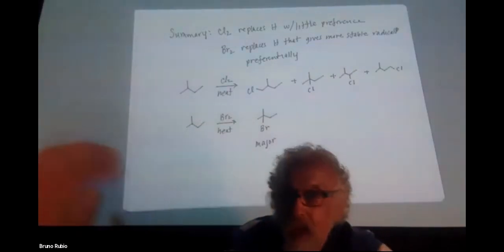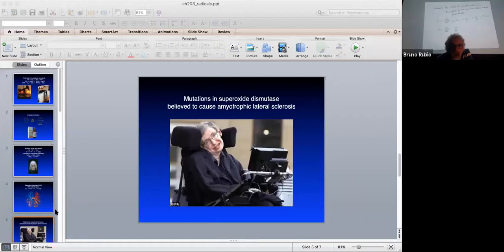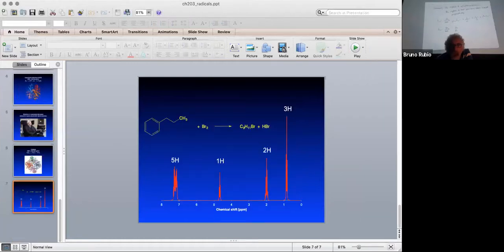Okay, so let's try another product prediction problem here. Let's see, I think I have a slide here. Yeah, right there. Draw the structure of the product. I've even given you the NMR. Okay, so you work on that for a while and you tell me what the structure of the product is. What are we talking about? We're talking about how Cl2 replaces hydrogens with little preference. We're talking about how Br2 is going to replace the hydrogen whose removal leads to the more stable radical.